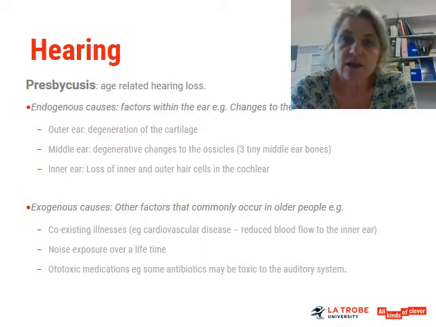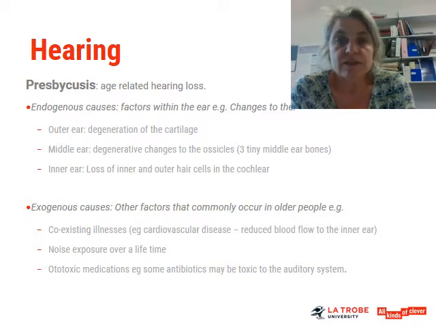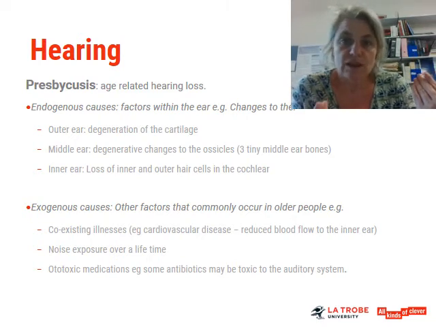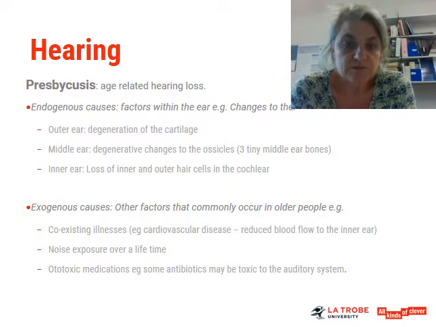Coexisting illnesses are one of them. Interestingly, a lot of people who have cardiovascular disease or heart disease also have hearing impairment. And they think it's because if you've got a heart condition, you might have reduced blood flow to the inner ear, which makes the cochlea function less well.